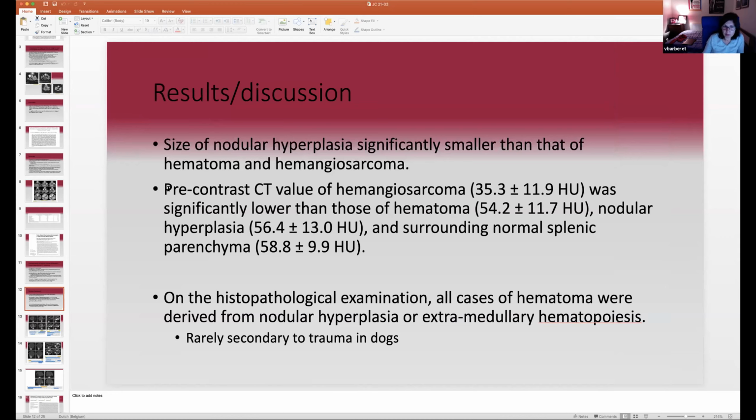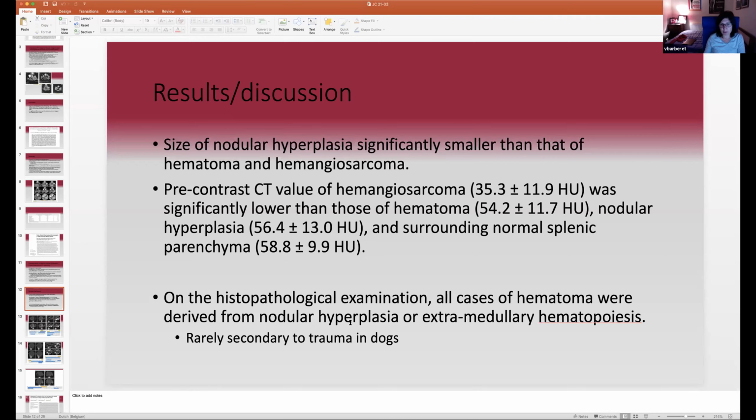They also found that the pre-contrast CT values of hemangiosarcoma were lower than the benign ones, so hematoma, nodular hyperplasia, and splenic parenchyma. So I guess that could go back to the first study where they had this 55 Hounsfield unit threshold. That could be the case. But again, where did they measure? Did they measure just in the cavity, or did they measure everything? I guess that depends on that. So that was about it for that one.